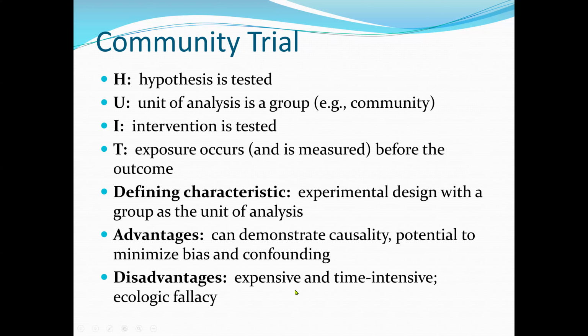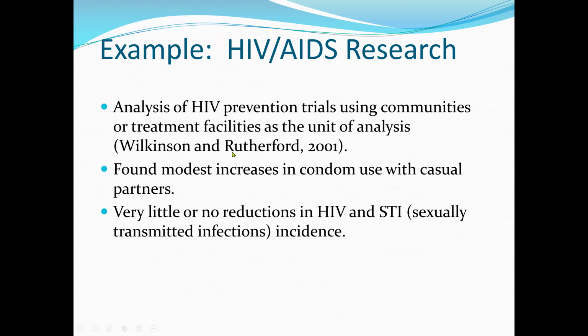The disadvantage, of course, is that it is very expensive and also time intensive. And we can have ecologic fallacy because a community trial uses a group as the unit of analysis. Now, we also have the experimental studies. In experimental studies, the unit of analysis will be the individual. So experimental studies are like a community trial, but the unit of analysis is the individual.